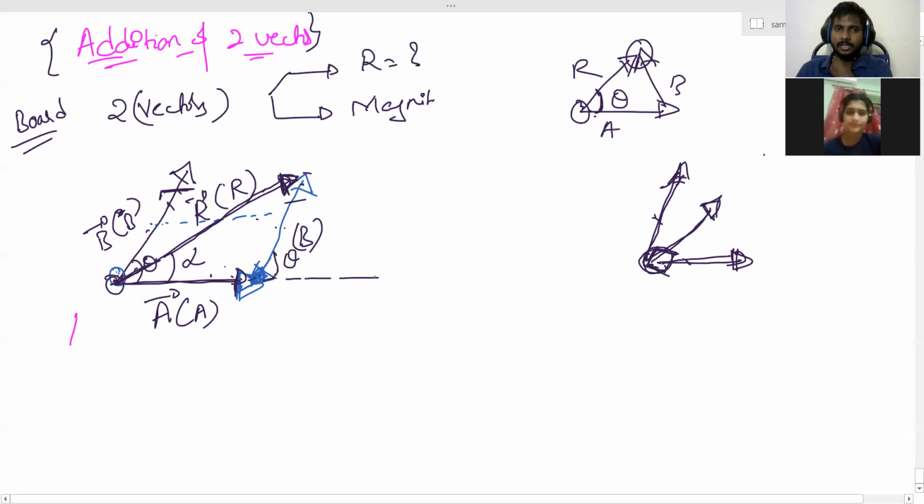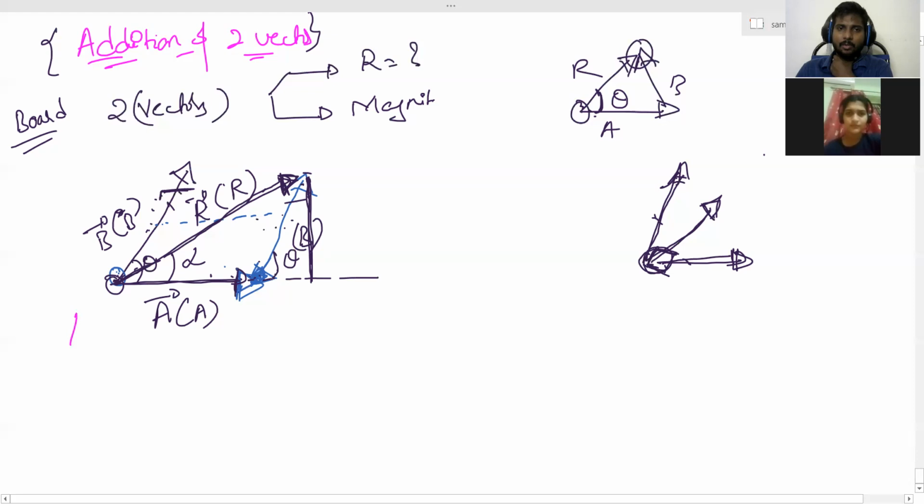Because these are two parallel lines, they become corresponding angles if you know this mathematics. Now I will draw a perpendicular from here to here. Why perpendicular? Because a right angle triangle is easy for me.